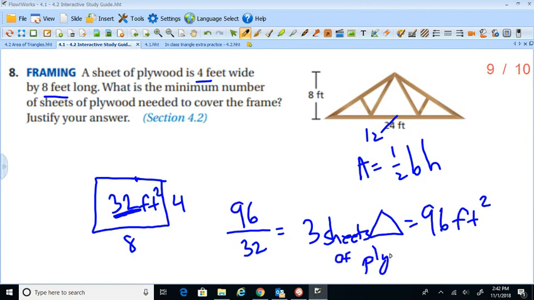And this is a real world problem, and you can see that we had to know how to find the area of a rectangle, how to find the area of triangles, and how to use real life logic skills to solve the problem.